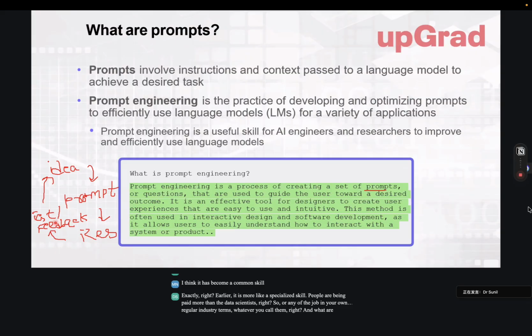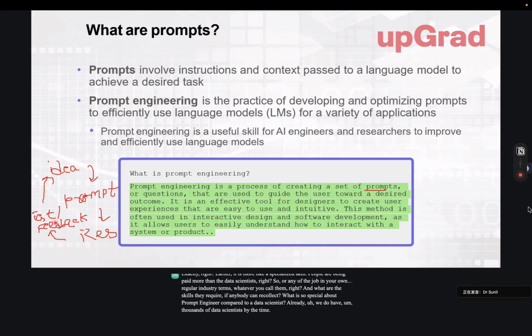And what are the skills they require, if anybody can recollect? What is so special about a prompt engineer compared to a data scientist? Already, we do have thousands of data scientists by the time 3 years ago. When they say prompt engineer, what are the top 2, 3 skills that come to your mind?